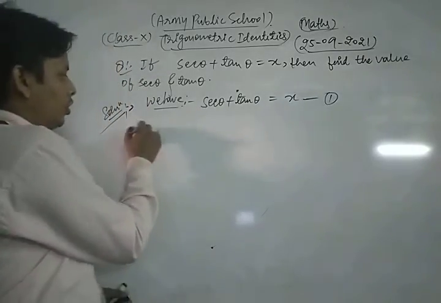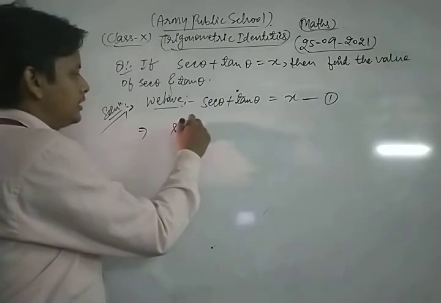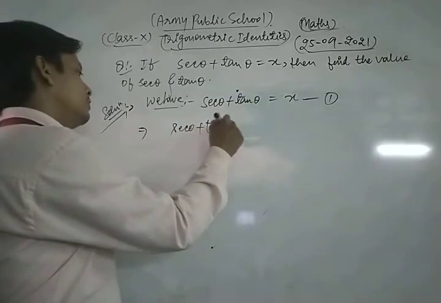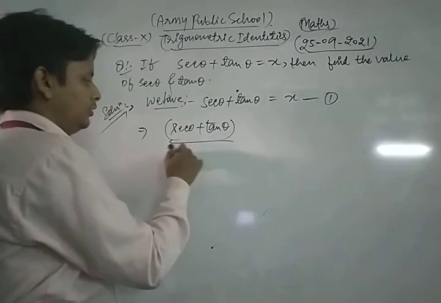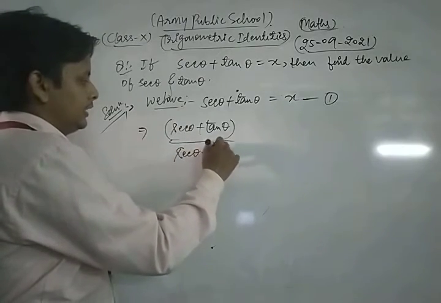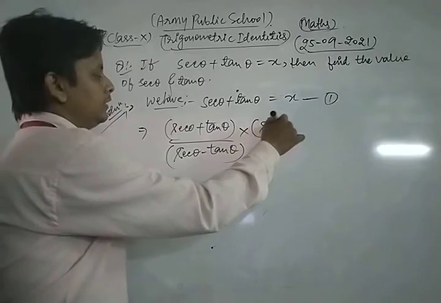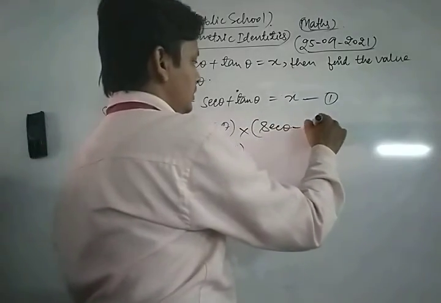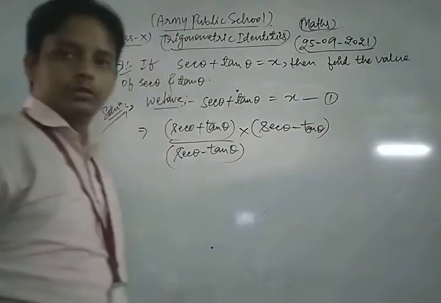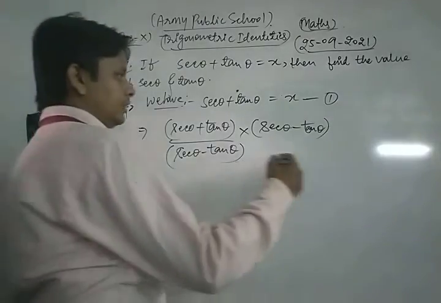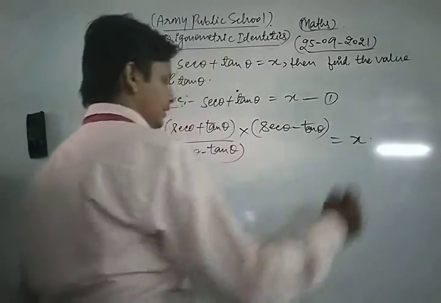Now let's see, we can write (sec theta plus tan theta) upon (sec theta minus tan theta). We multiply both the numerator and denominator by sec theta minus tan theta. So it doesn't affect it, that is equal to x, as it is.